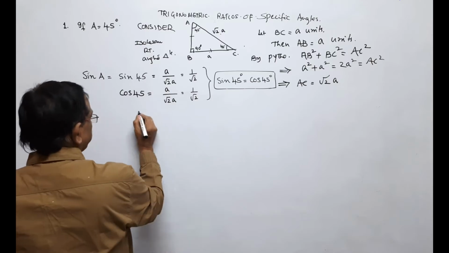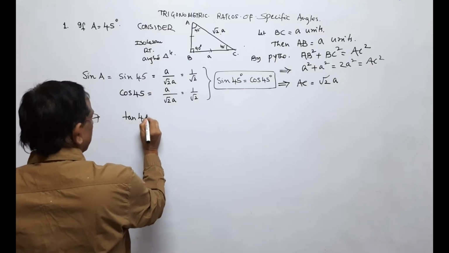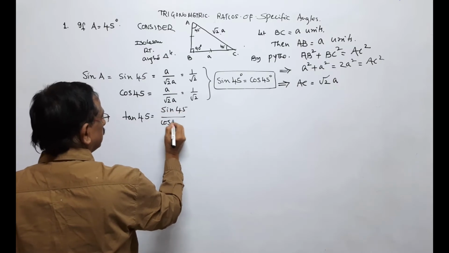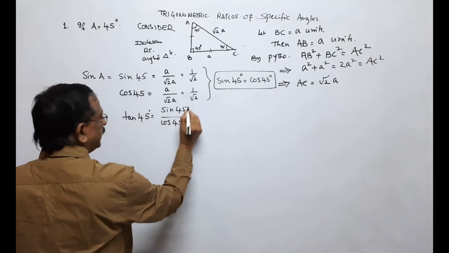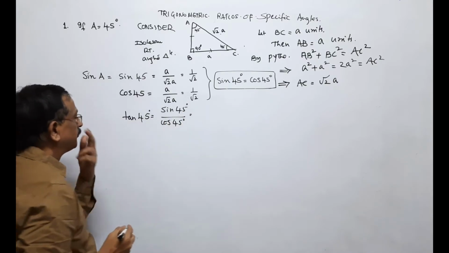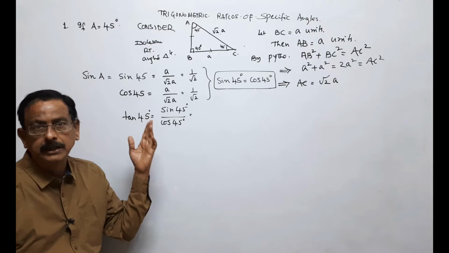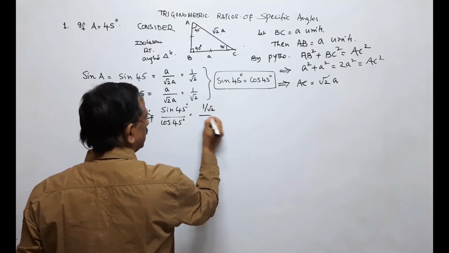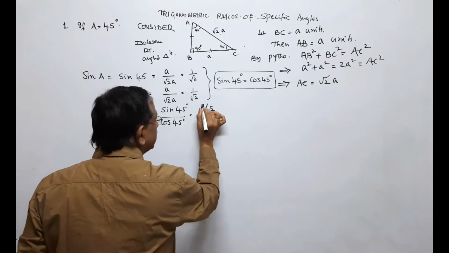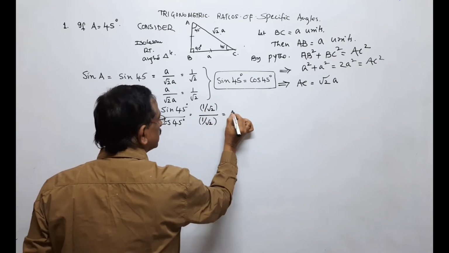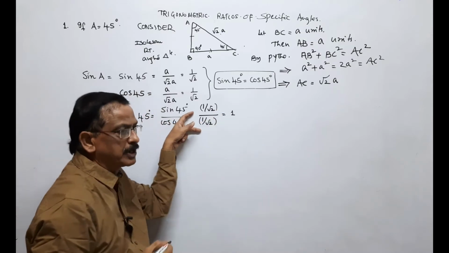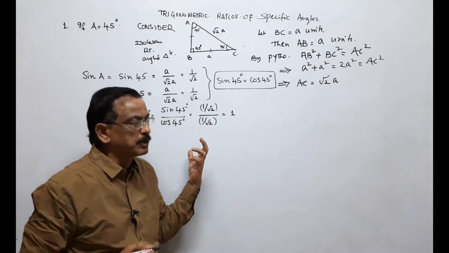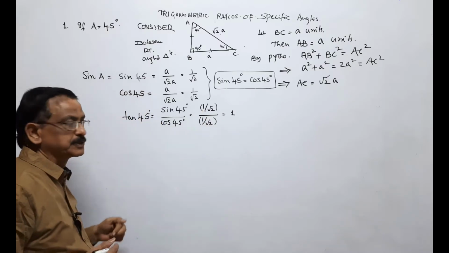Now, what is tan 45? It is simple. Tan 45 is sin 45 by cos 45. When everything is clear, I don't write the degrees; simply I'll write sin 45. So sin 45 is 1 over root 2, cos 45 is 1 over root 2. 1 over root 2 by 1 over root 2 is 1; you can cancel these two, since they are the same non-zero numbers. So tan 45 is 1.